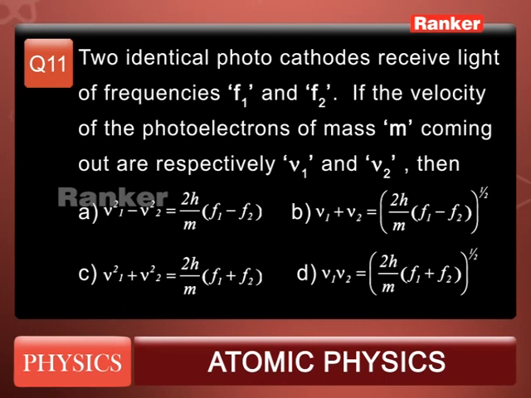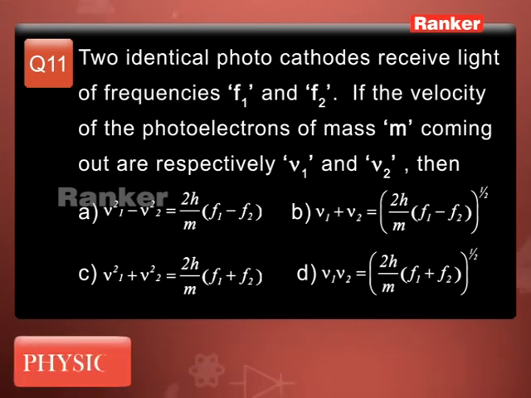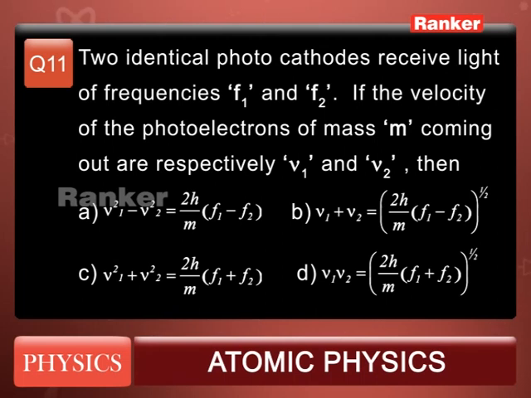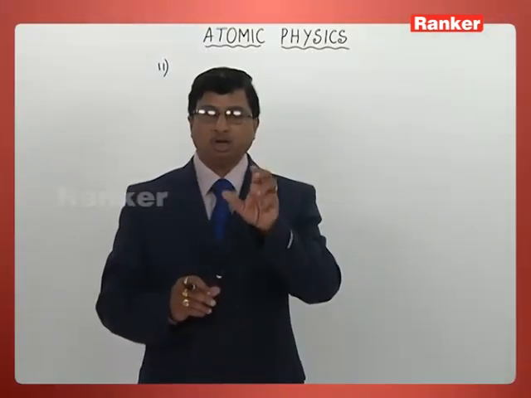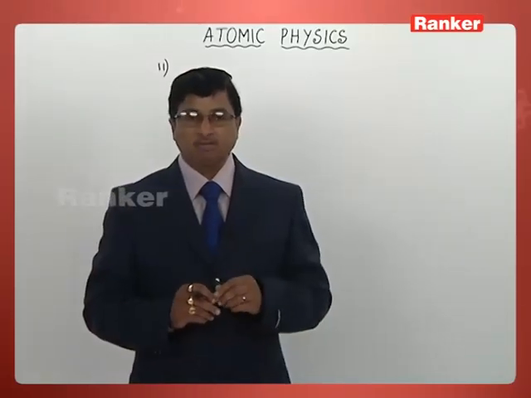And the third option given is v1 square plus v2 square is equal to 2h by m into f1 plus f2. That is the third option. And the fourth option for this problem has been given as v1 v2 is equal to 2h by m whole multiplied by f1 plus f2 whole power half. That is, the total value is taken under root. These are the four options mentioned in this problem. Let us now work out and finalize what is the correct option for this particular problem.